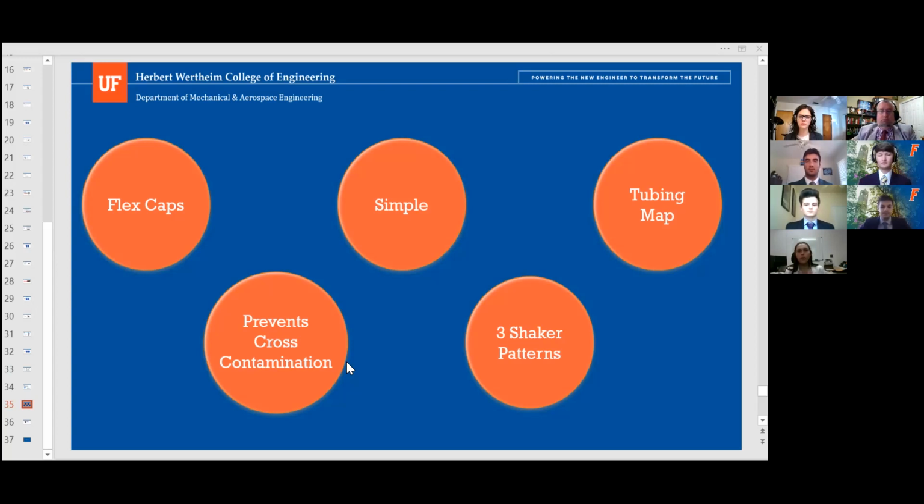Our use of disposable pipette tips decreases the chance of cross-contamination, and our 2-motor shaker system allows for 3 smooth patterns of motion and to agitate the culture without injuring it. Ultimately, our design is simple and increases the ease of user interaction, as well as allows for the ease of assembly and repair.